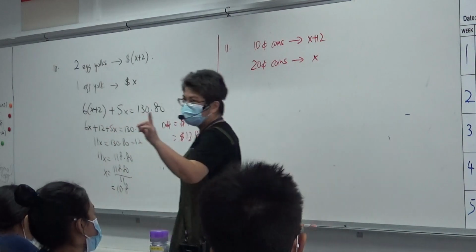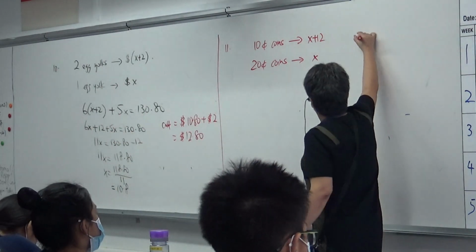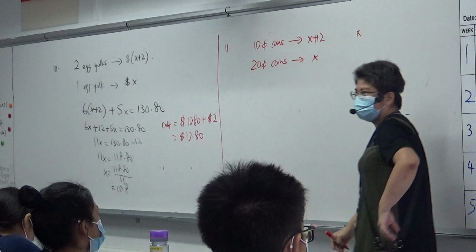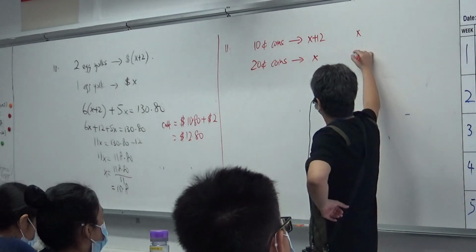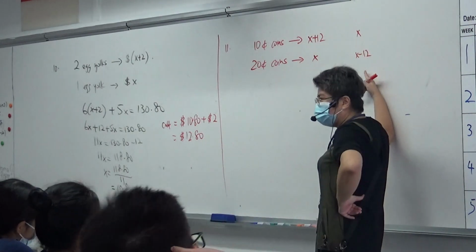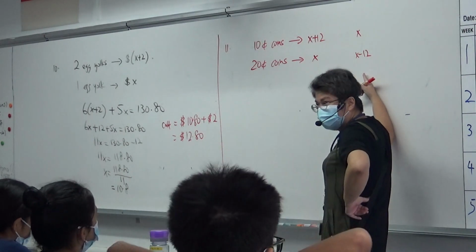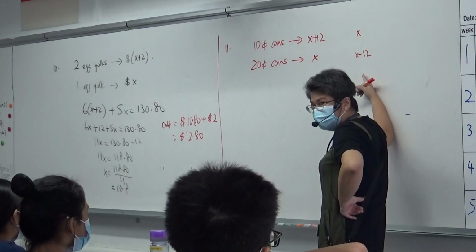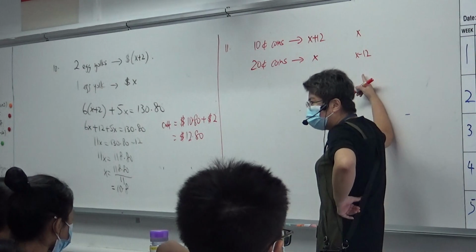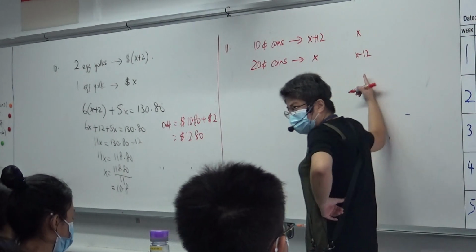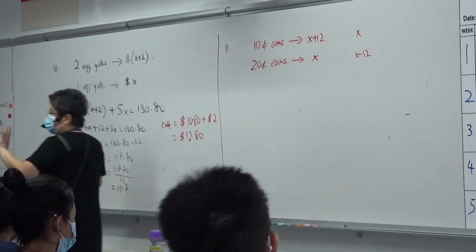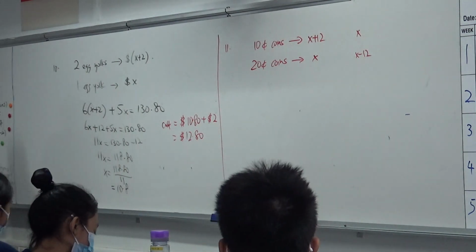Now I want to caution you, hello? What if I have given this as x? What will this be? This will be x minus 12. It's still okay. Do you understand what I'm talking about? It's still fine. It's just the way you let it. You get it? Okay? But usually we want to deal with positive and not negative.